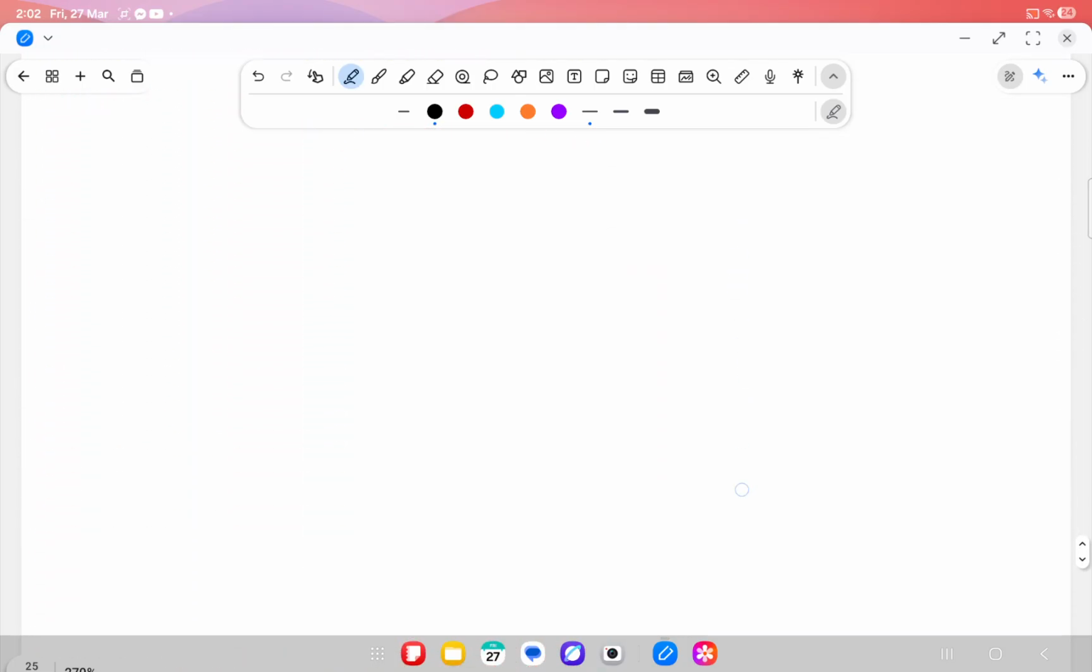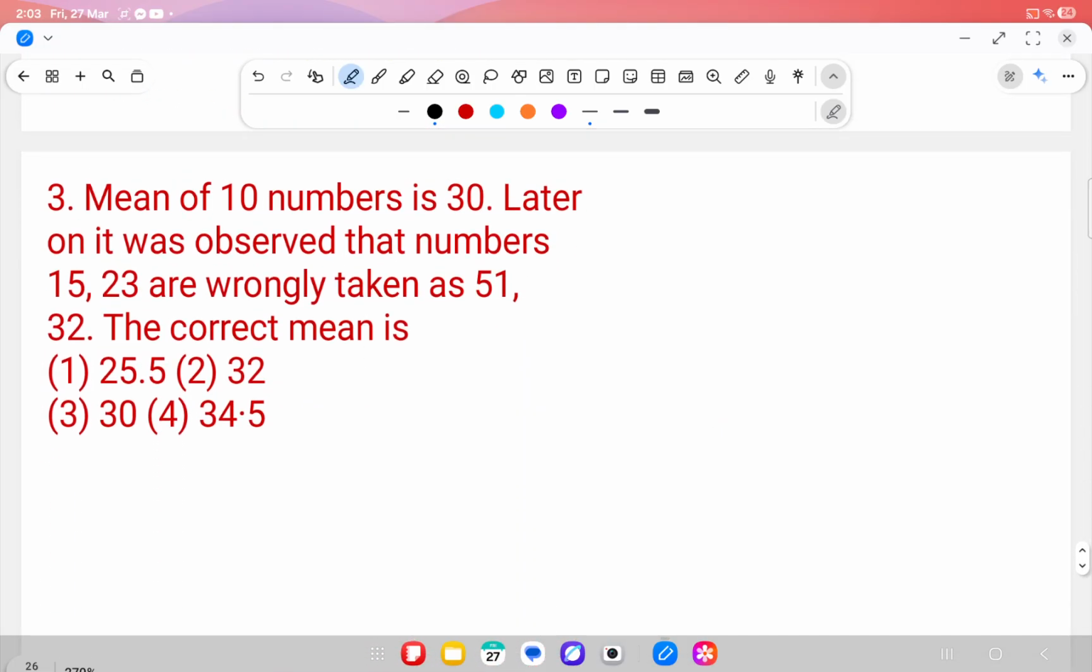Next question. Mean of 10 numbers is 30. Later it was observed that numbers 15, 23 are wrongly taken as 51, 32. So the mean of 10 numbers is 30, so the average is 30. Do it like this, simple thing.